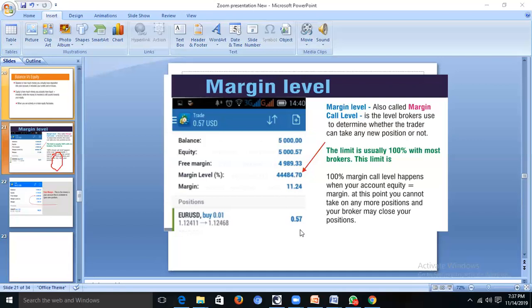Maybe sometimes the trade may even go your way, but because you have taken too much position, too much risk, they will give you a margin call. Now, what about the margin itself, the 11.24? What does that one stand for?